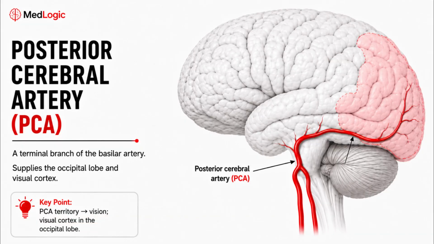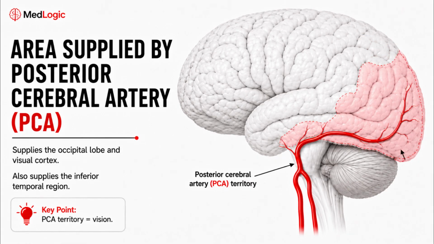The major artery we need to remember here is the posterior cerebral artery, or PCA. The posterior cerebral artery is a terminal branch of the basilar artery. It mainly supplies the occipital lobe, where the visual cortex is located. It also supplies part of the inferior temporal region. So clinically, posterior cerebral artery involvement commonly produces visual field defects. In simple words, PCA is strongly linked with vision.